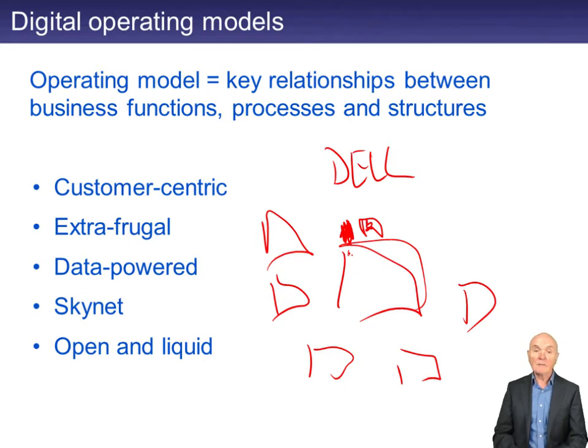Open and liquid implies using your IT system to be very open. In other words, making very high use of information you'd be obtaining from customers, information you'd be obtaining from suppliers. You'd be able to liaise very easily with suppliers, getting them to respond quickly to requests for more products, for more raw material and so on.